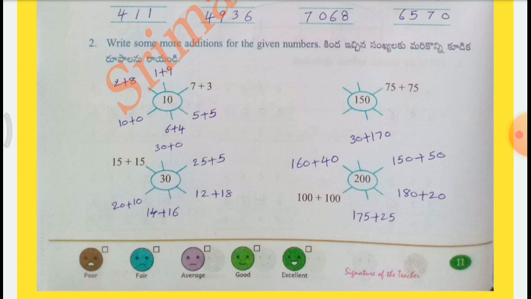10: 1 + 9, 10: 7 + 3, 10: 5 + 5, 10: 6 + 4, 10: 10 + 0, 10: 2 + 8. 150: 75 + 75. Next 80 + 70 150, 100 + 50 150. Next 30 + 0, 25 + 5, 12 + 18, 14 + 16, 20 + 10, 200 + 100, 150 + 150. 180 plus 20, 175, 25, 160 plus 40.